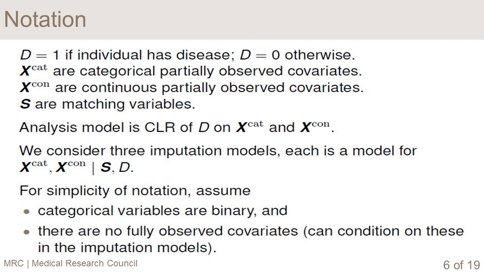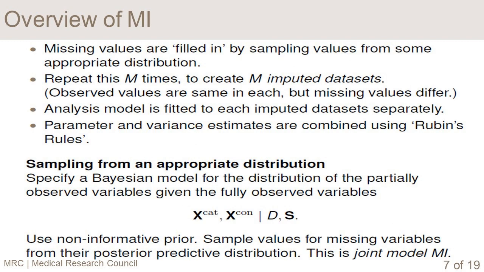Slide number 7, please. So for those of you who are less familiar with multiple imputation, here is a quick overview. So the idea is that you have an incomplete data set and you fill in the missing values by sampling values from some appropriate distribution.